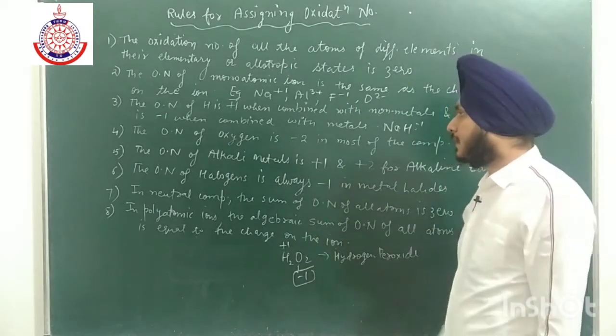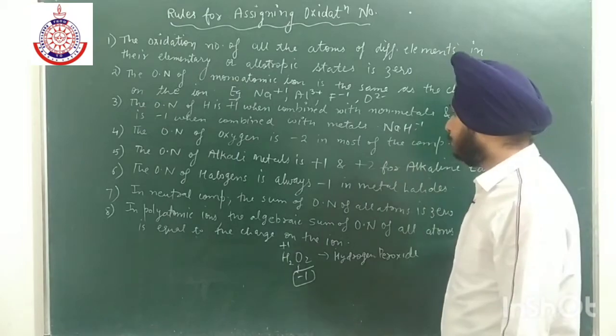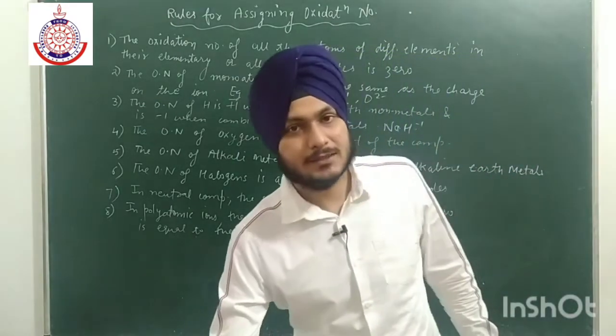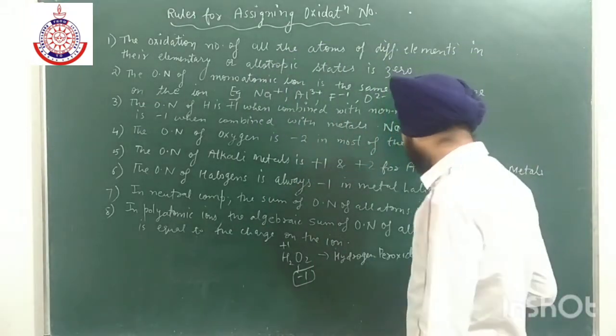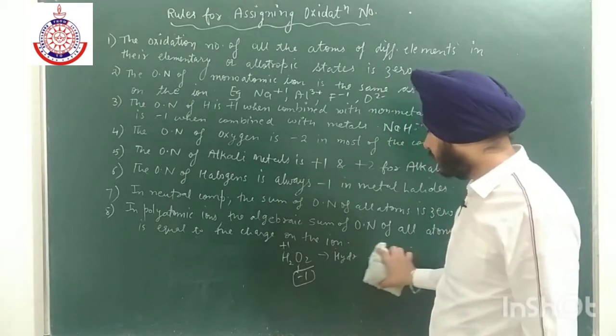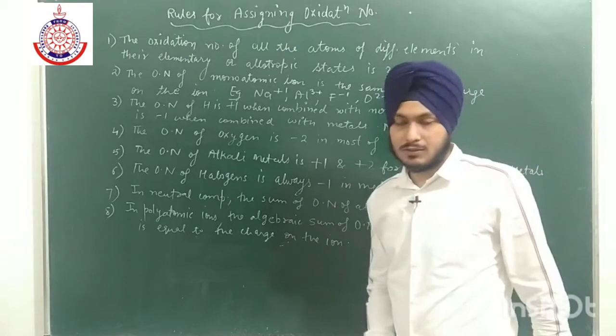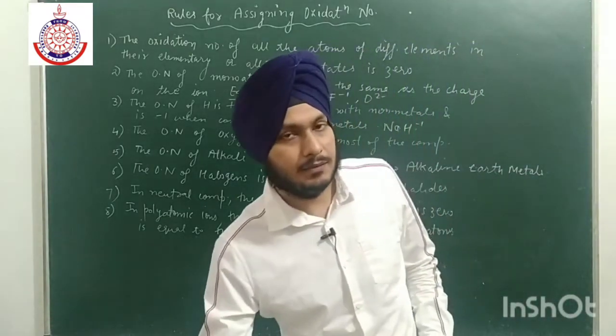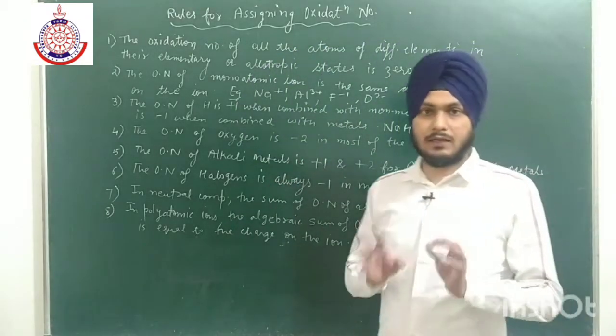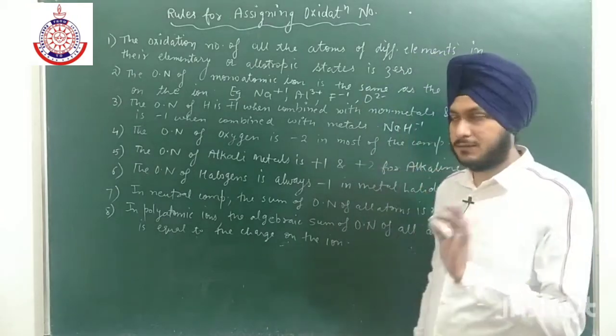Now the fifth one is: the oxidation number of alkali metals is always taken to be +1. For example, if we have sodium hydroxide, sodium hydride, lithium hydroxide, in all these compounds the oxidation number of the alkali metal is taken to be +1.